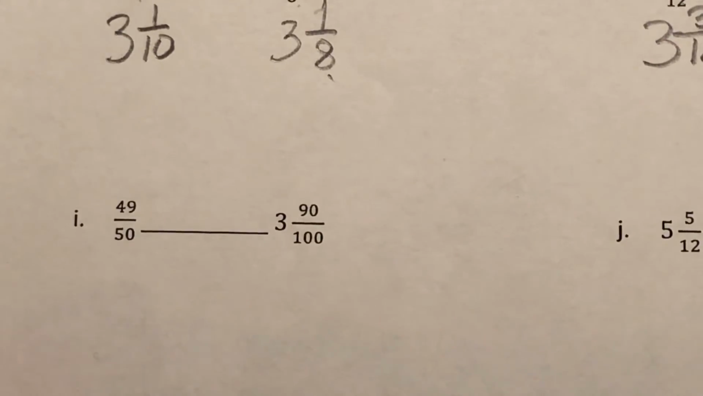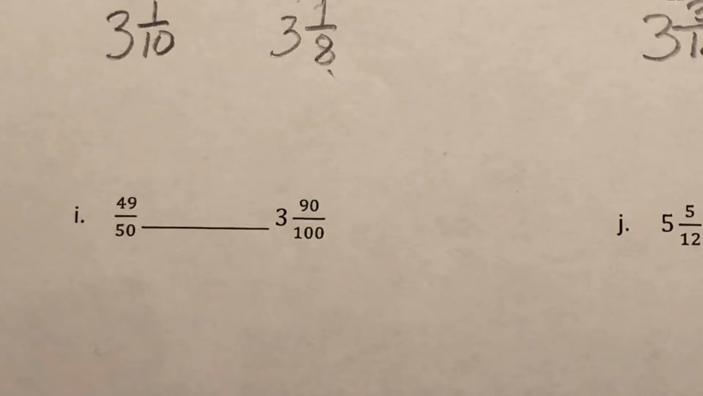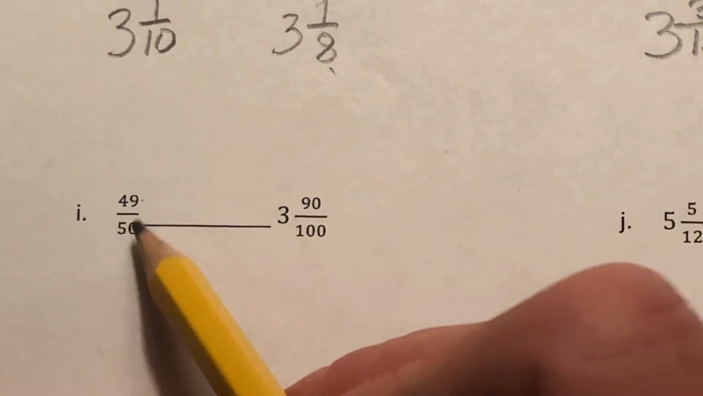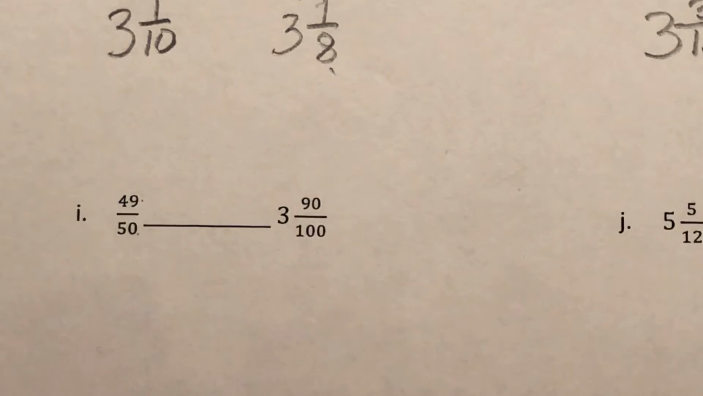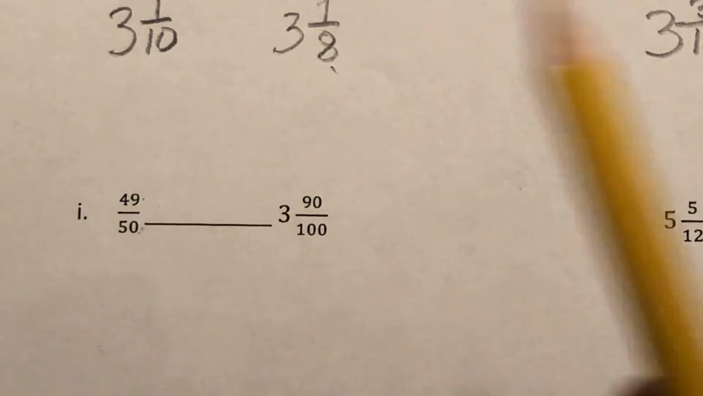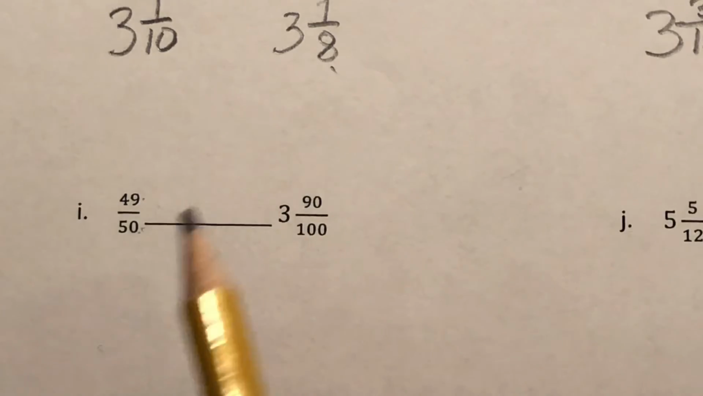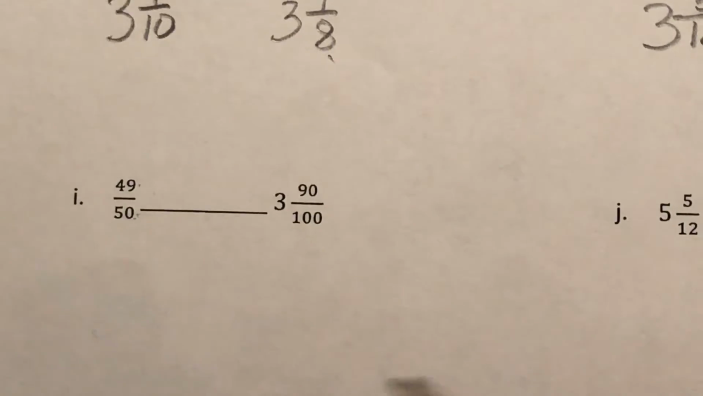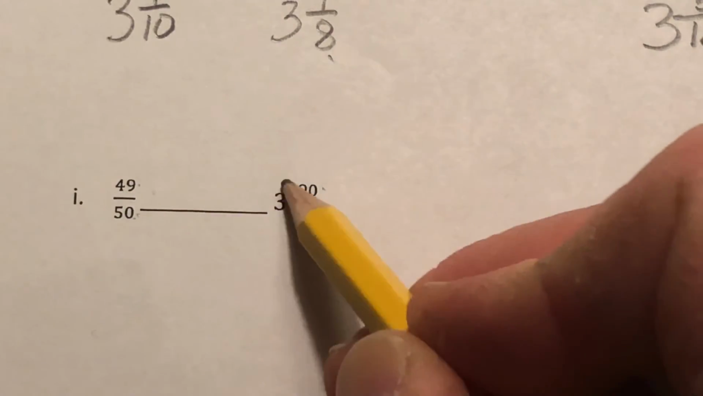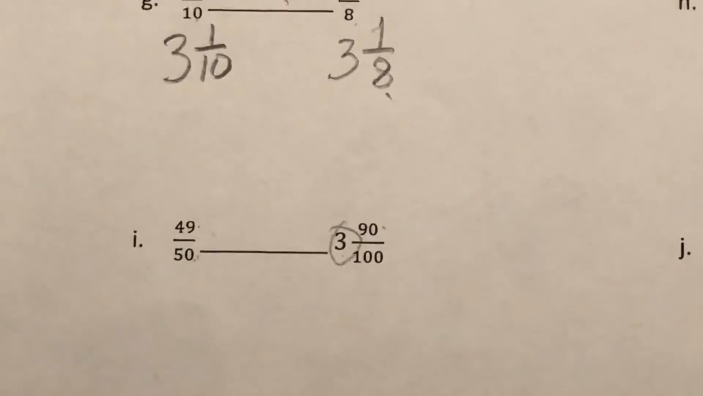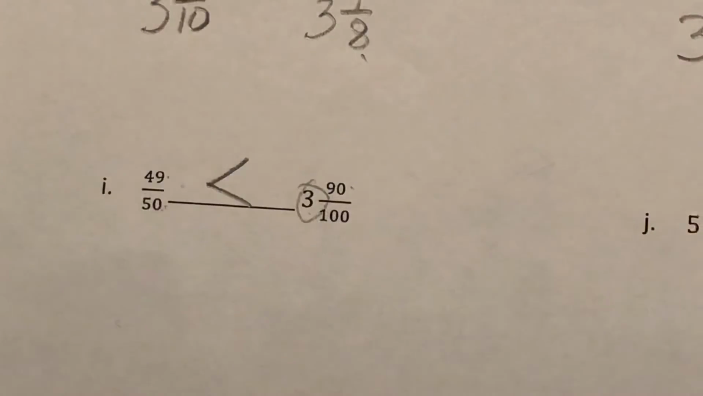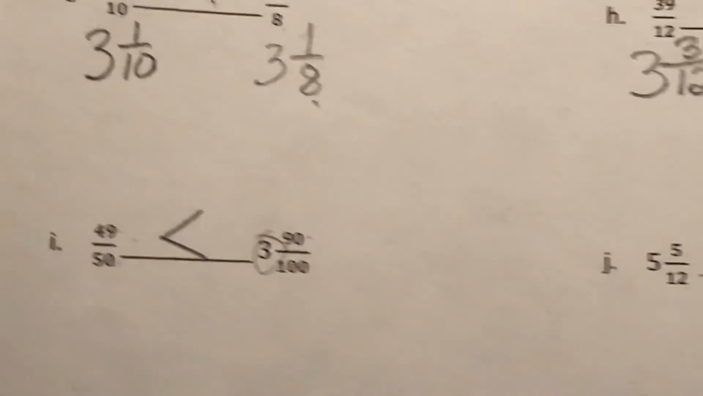And then here, 49/50. Oh man, that is just shy of a half, right? Actually, no, it's just shy of a whole. I'm sorry. It's just shy of a whole, because 50/50 would be 1. Just barely shy of a whole. Then over here, I've got 3 90/100. Well, it's got a 3 whole, so that's automatically bigger. So 49/50 is less than 3 90/100.